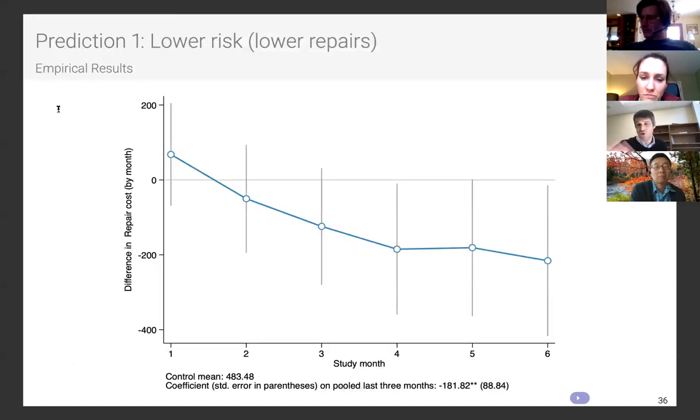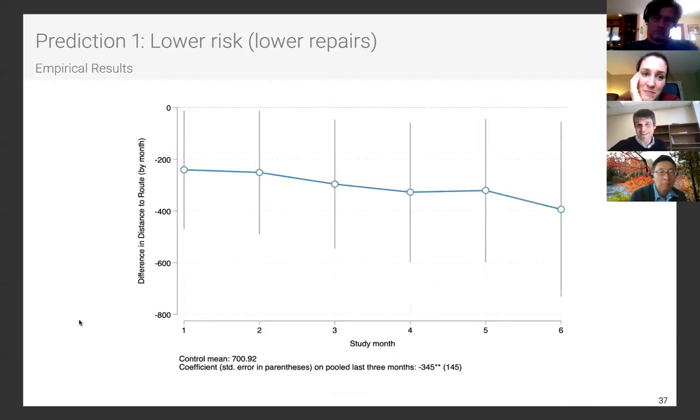Okay, so what do we actually see? I'm just going to go through the predictions I highlighted in the model. We have more in the paper, but this is the broad summary. The first thing we want to see is the change in the risk and effort chosen. We can't actually observe riskiness itself, but we can observe the output of riskiness, which is repair costs. Over the course of the study, the repair costs in the treatment group fall by quite a large amount, until by the last 3 months of the study, they're about $2 per day lower in the treatment group than in the control group. That's about a 40% decrease in the amount of repair costs these treatment drivers are paying. So this is quite a large reduction.